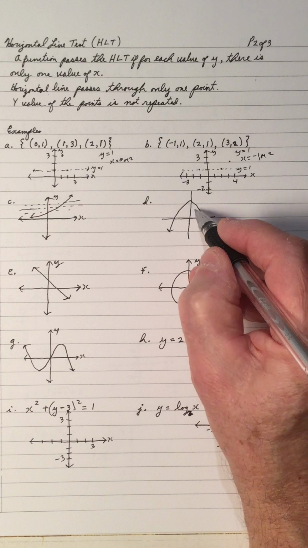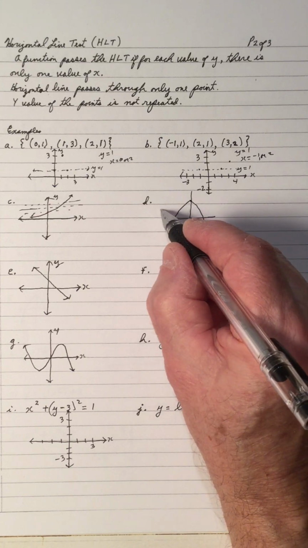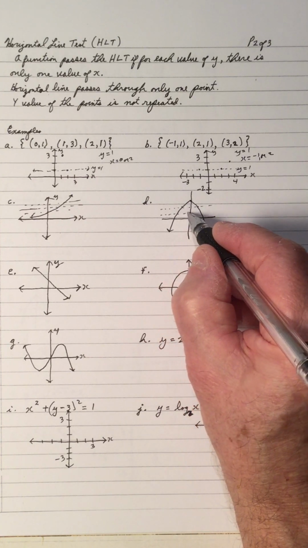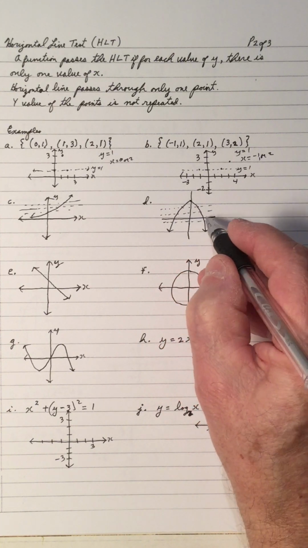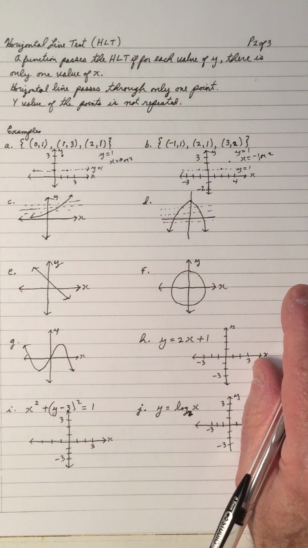D, this is a parabola opening down from this point. So again, if I draw a horizontal line here, it passes through 2 points. If I draw a horizontal line here, it passes through 2 points. So there's many horizontal lines that will pass through 2 points of this parabola, so it fails the horizontal line test.